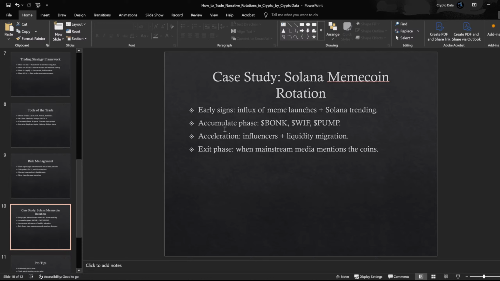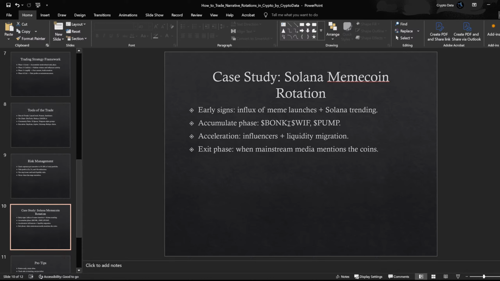The acceleration, you had the influencers and liquidity migration. Literally everyone was talking about it. The TVL was through the roof. Influencers kept talking about this. Oh yeah, it's going to do so well. Solana ecosystem's doing good. Everyone's trading. Everyone's making money. And then at that point, you had the exit phase when mainstream media mentioned the coins.